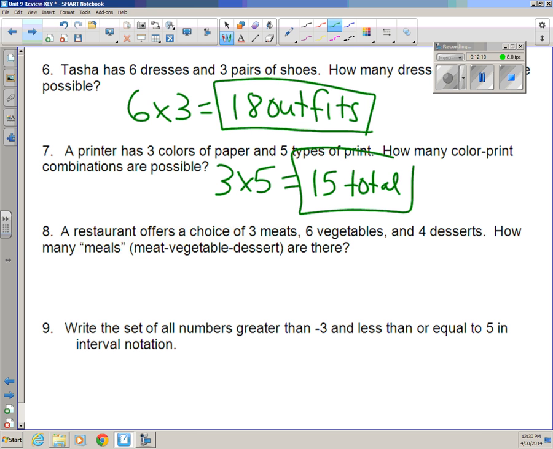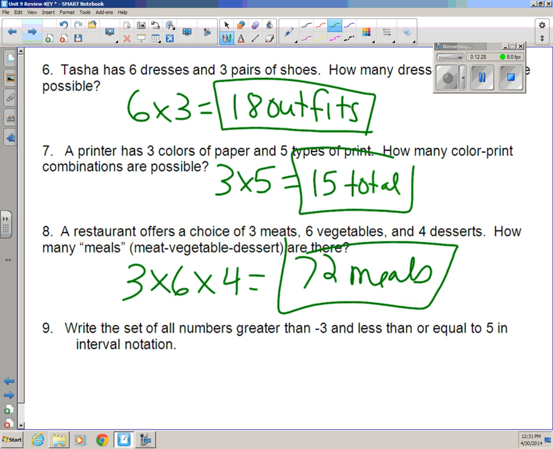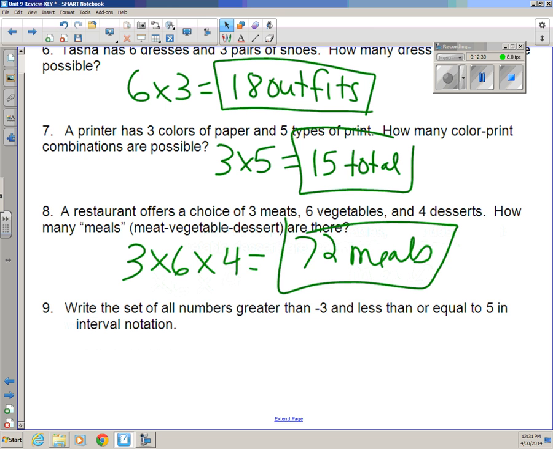A restaurant offers 3 meats, 6 veggies, and 4 desserts. How many meals, consisting of 1 of each, are there? Counting principle. Once again, I've got 3 choices of one thing, 6 of another, 4 of the last, and then when I multiply this out, I'm going to get 72 meals. Okay? Counting principle, just multiply the different possible outcomes.